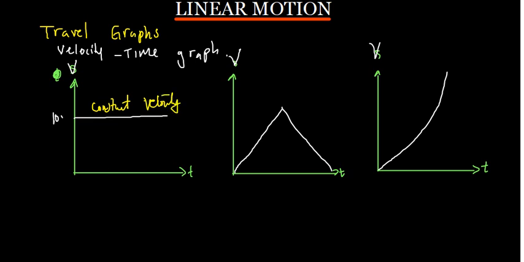If you have got constant velocity, what will be the value for acceleration? Abigail, if you have got constant velocity, acceleration is going to be equal to what?